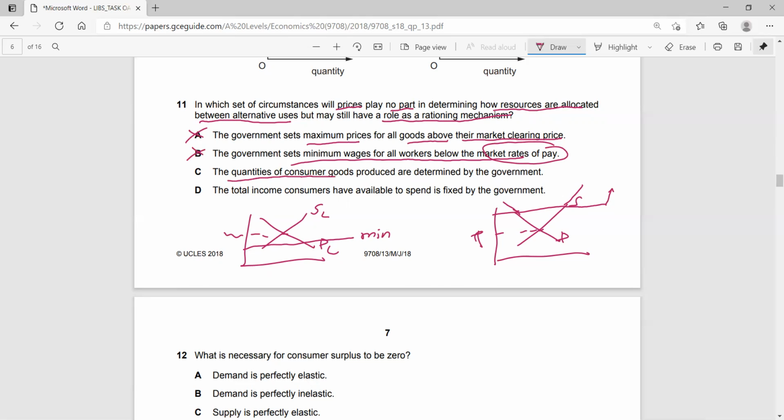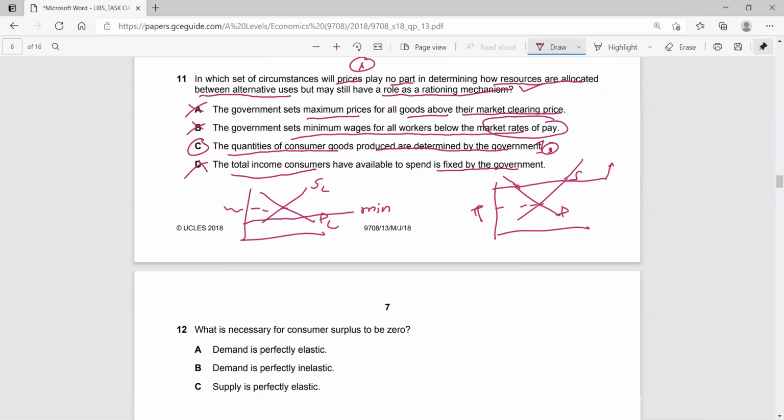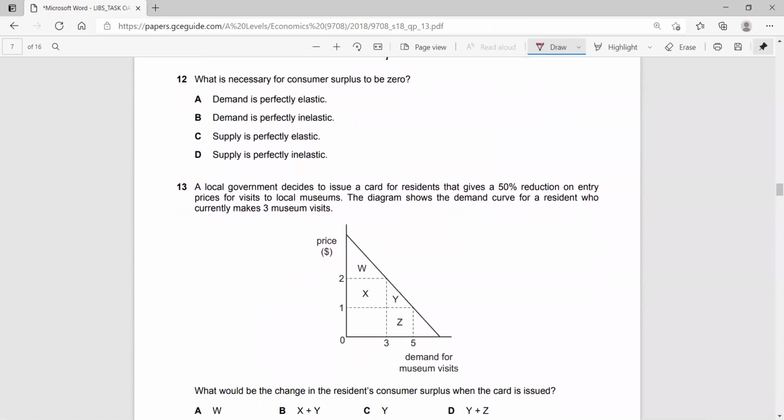The quantities of consumer goods produced are determined by the government. This is true. In this case, prices won't have any role to play because which consumer good to produce and how much of that to produce is determined by the government. However, since the option does not elaborate, we can assume that who gets the consumer goods could be decided by the price mechanism, i.e., the rationing mechanism in this case, whoever can pay the price. And the total income consumers have to spend is fixed by the government. I mean, that fixes the income, but that does not necessarily decide which goods would be produced or how resources will be allocated. So you can cross that out as well.